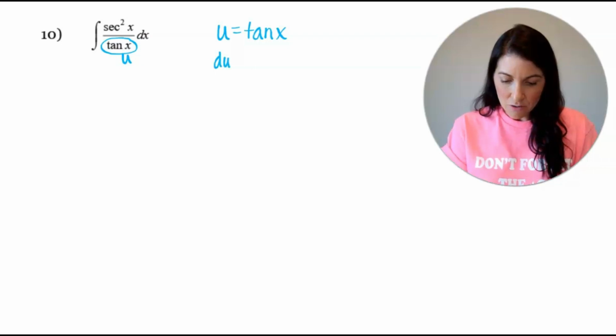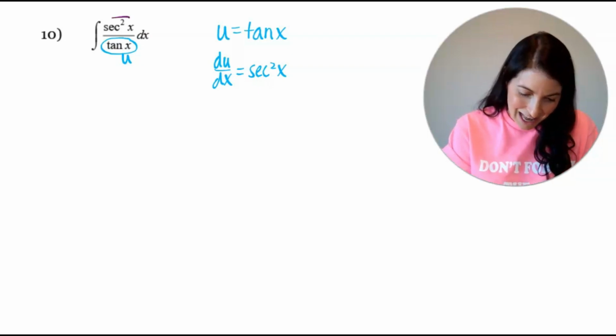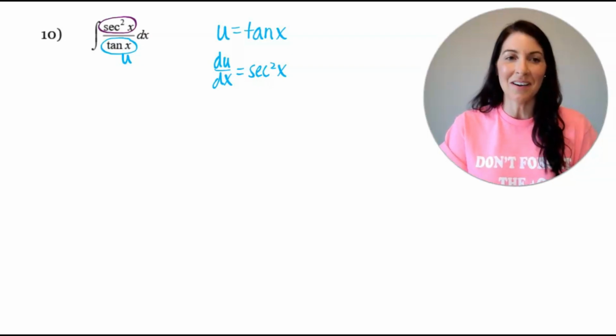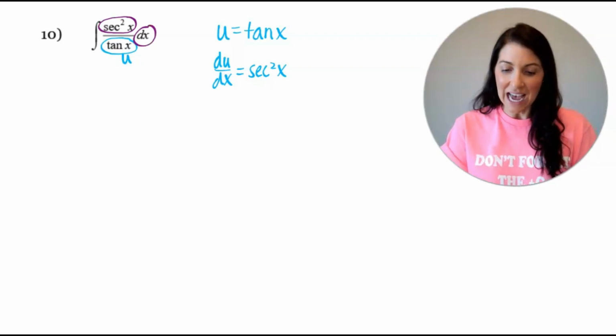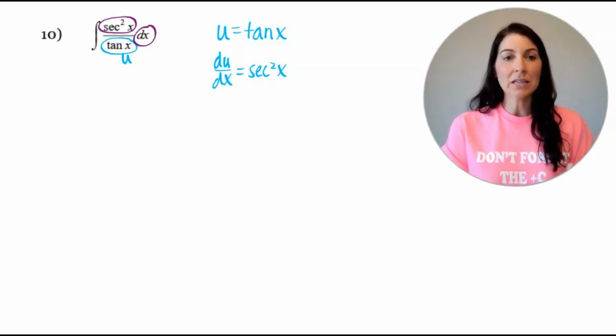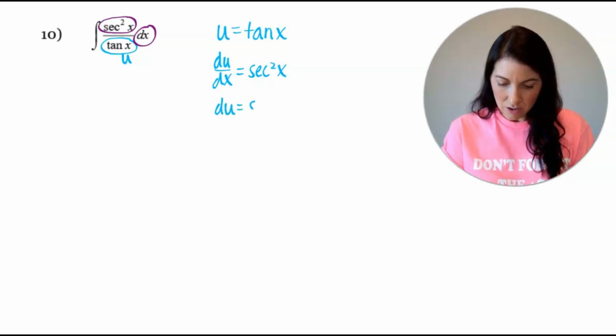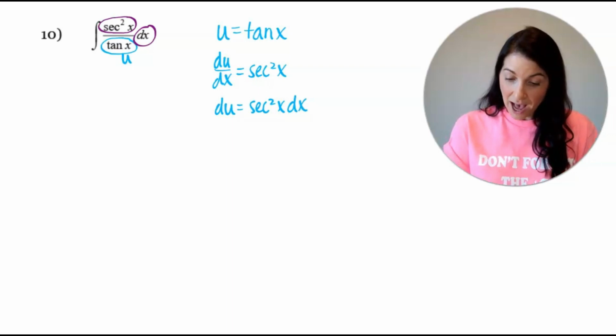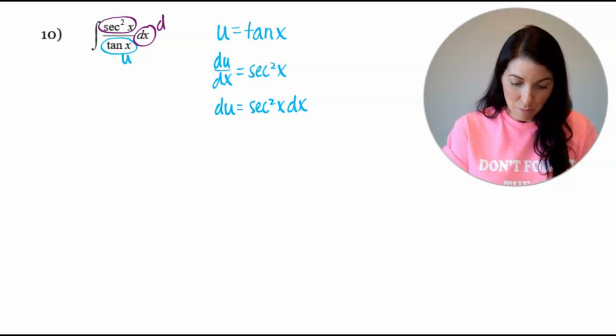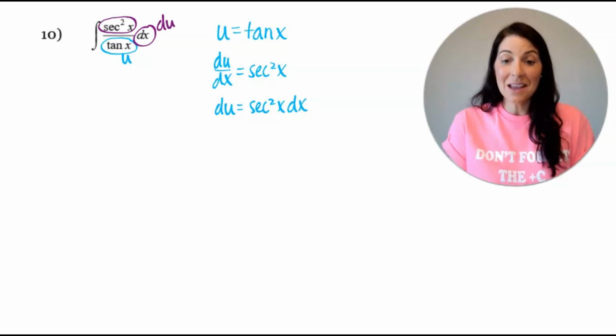And then du dx is going to be secant squared x. And that is exactly what I have here. I have a secant squared x, and then I also have a dx. Well, I can form that with my derivative if I simply multiply the dx over. So du is going to be secant squared x dx. And so I can replace what I circled there in purple simply with du.